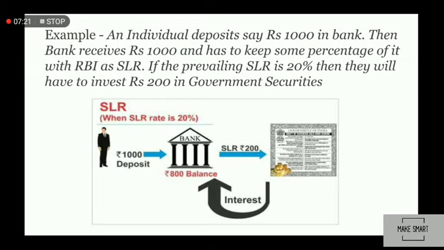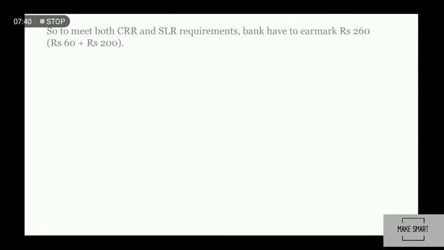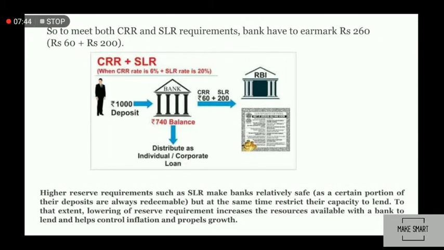The government invests it as part of its business, and the 200 security amount is deposited there, and from this SLR amount the bank gets some interest. Now, to be clear, to meet both the CRR and SLR requirements, the bank has to set aside 260: 60 plus 200. That means CRR 60, which is 4% as I told you before, and then SLR 20%, which is 200.